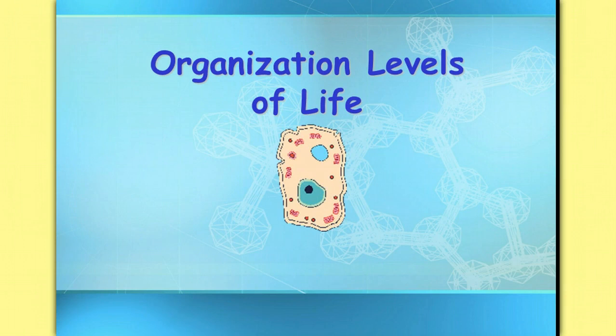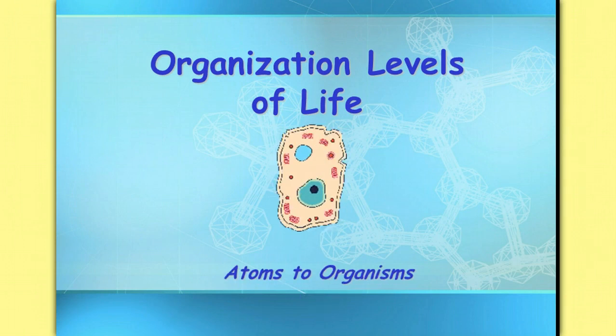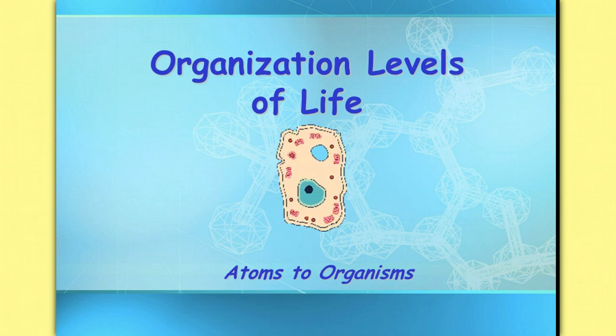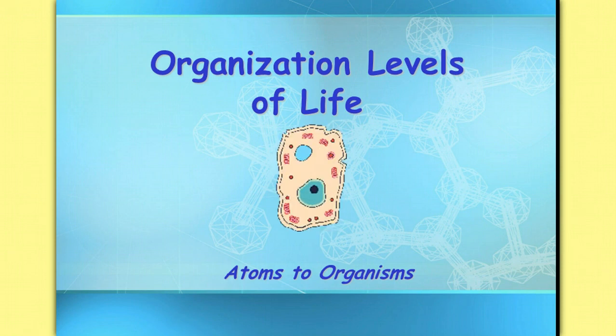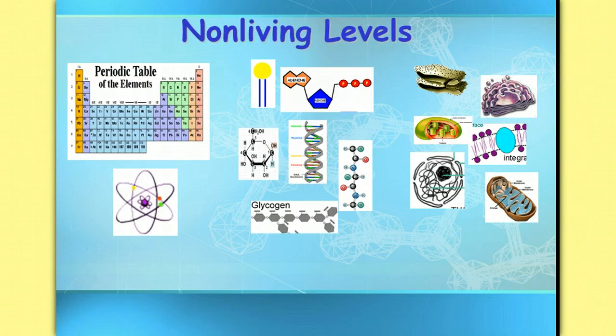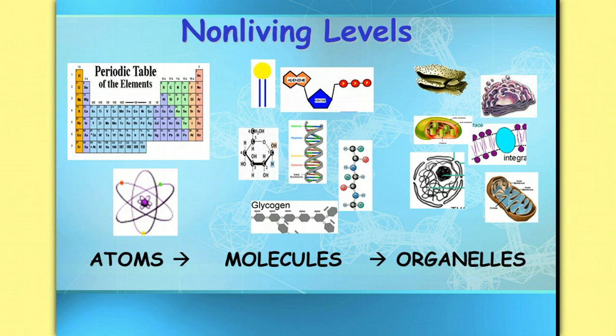So when we look at the organization levels of life, we have to talk about the difference from atoms in our biochemistry unit all the way up to organisms. So when we look at the different non-living levels, we start with an atom. Those atoms get put together, right? Carbon, hydrogen, oxygen, nitrogen, phosphorus, all get put together to make up those basic molecules of life, those organic compounds.